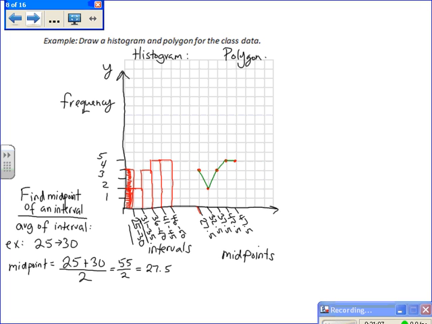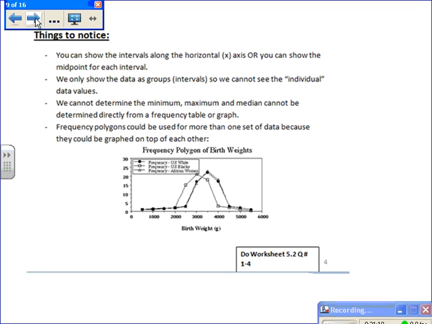A couple of things that we should notice about graphed frequency graphs and frequency tables. You can show the intervals along the horizontal axis, or you can also show the midpoints. When we're looking at them, if you only see one value, you know that's a midpoint. If you see an interval, you know it's an interval. And you have a choice on what you would like to do.